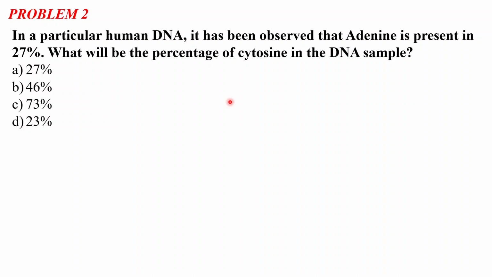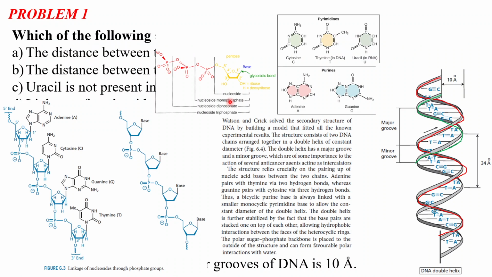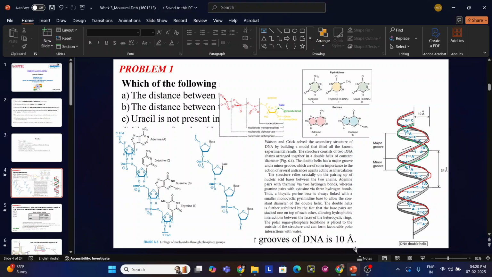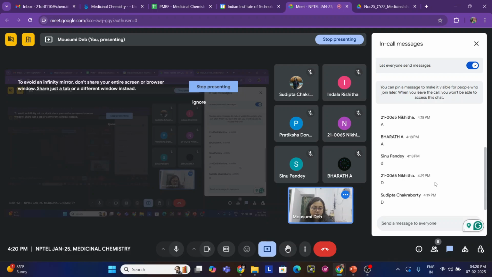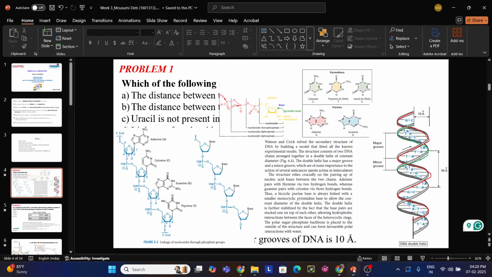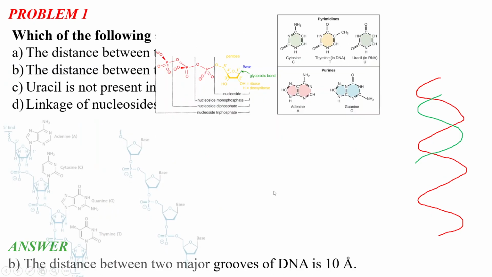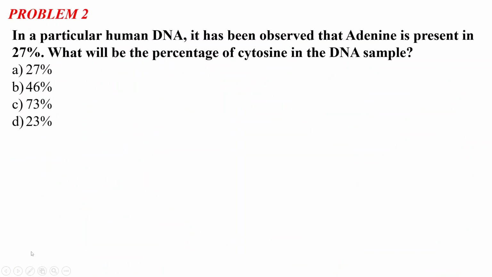Let me check the chat box now. Okay, so all of you have answered it. I have 2 number A and 3 number D. Okay, so A and D are the two different options which I have received as answer. So let me check which of the following will be the correct answer. So the percentage of cytosine present in that particular DNA sample is, very good, number D, 23%. Now let me show you.